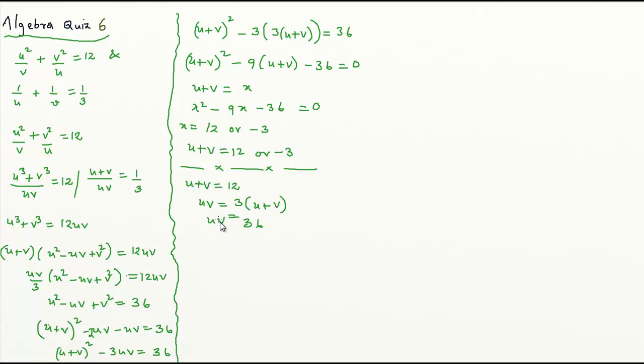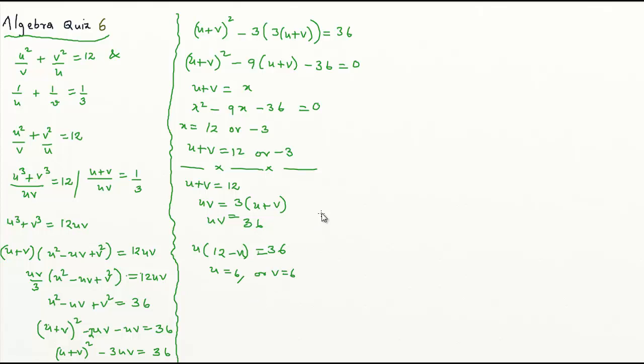So I've got u plus v is equal to 12, uv is equal to 36. So I've got two equations with two unknowns that we know how to solve using the quadratic formula by substitution. So I can substitute for v or u from this relationship here. So let's say u times 12 minus u should be equal to 36. So this, when expanded, will give me a quadratic equation which will give me in the end u is equal to 6 or v is equal to 6.